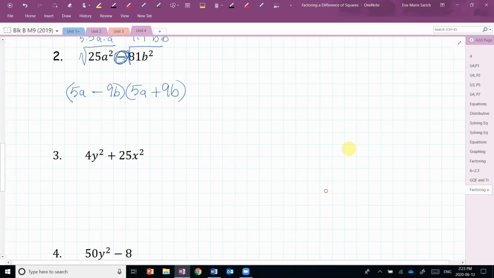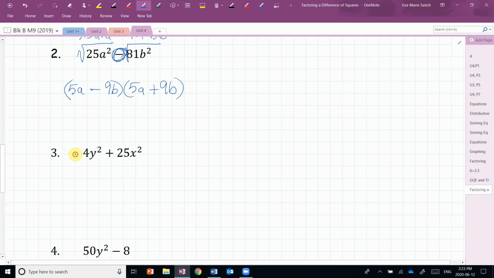Okay? Let's look at the third example. Can we take the square root? Yeah, this is going to be 2y times 2y, because the square root of 4 is 2, the square root of y squared is y. Can we take the square root of the second term? Yeah, the square root of 25 is 5, and the square root of x squared is x. So this is going to be 5x and 5x. So that would mean the first term is 2y. The second term is 5x.